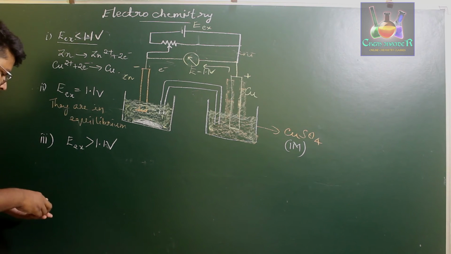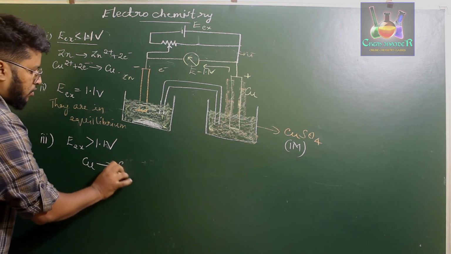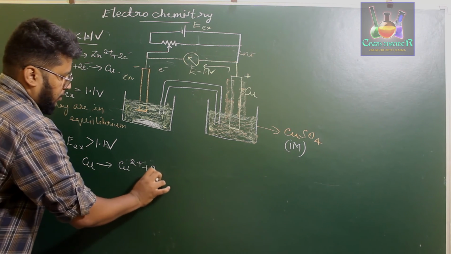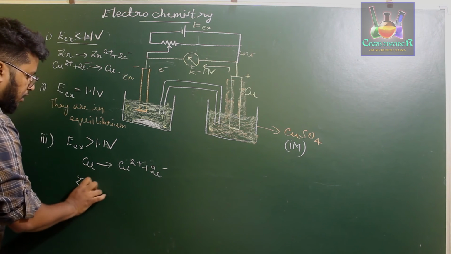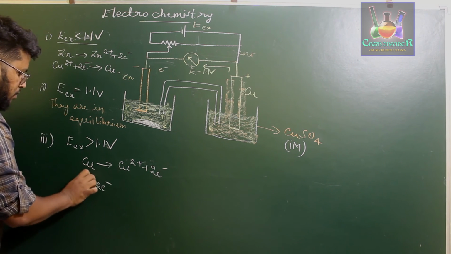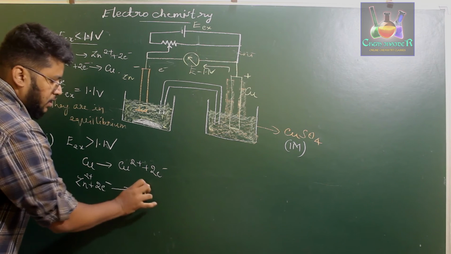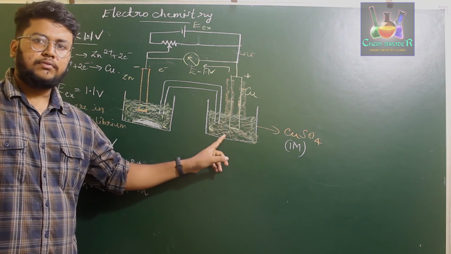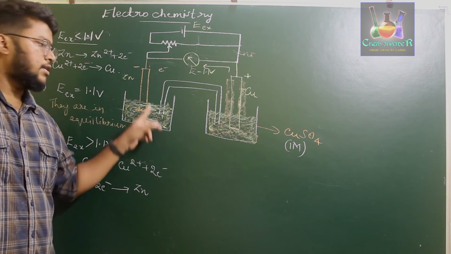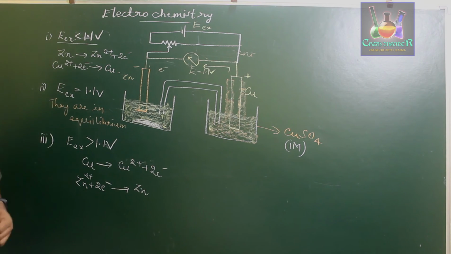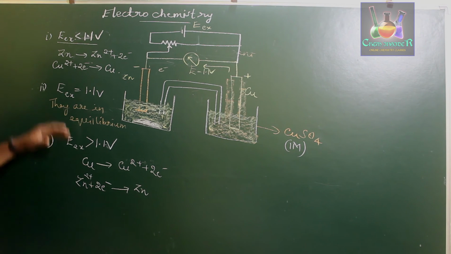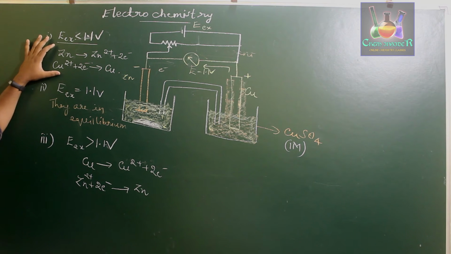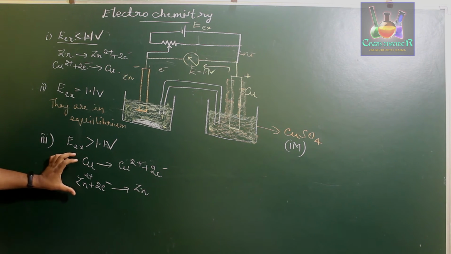Here Cu will be losing 2 electrons to form Cu2+, and Zn2+ will be gaining those 2 electrons to form Zn. That means copper gets dissolved in the solution and zinc gets deposited on the electrode. So this particular reaction is completely non-spontaneous. The spontaneous reaction is the one where zinc loses electrons and copper gains those electrons. In this case it is a non-spontaneous reaction.